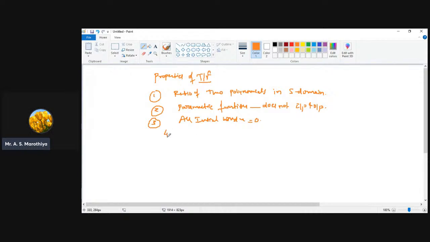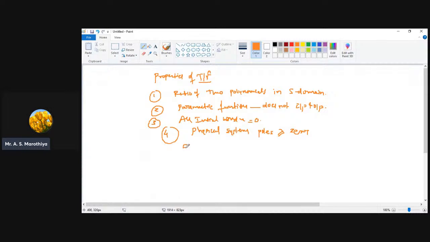And then point number 4 is that if you take any physical system, the number of poles are always more than the number of zeros, or at the max they are equal. So this is very important. This property you have to remember: the number of poles are always going to be more than the number of zeros, or at the max they are going to be equal. But the reverse situation is not possible.